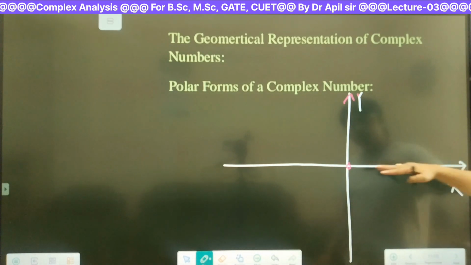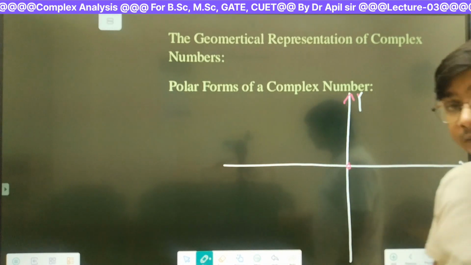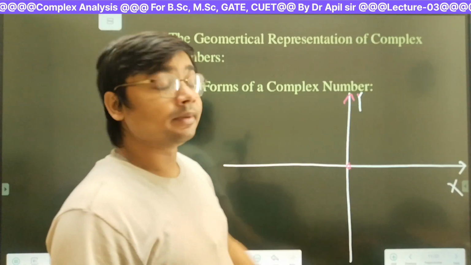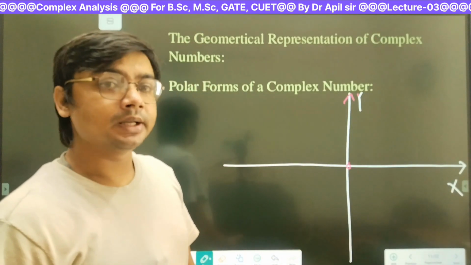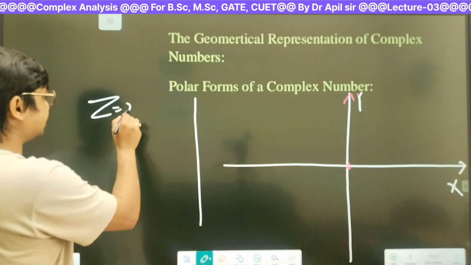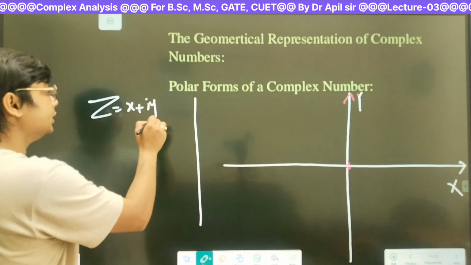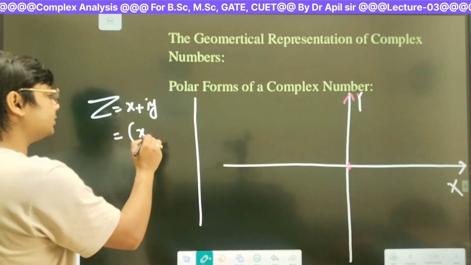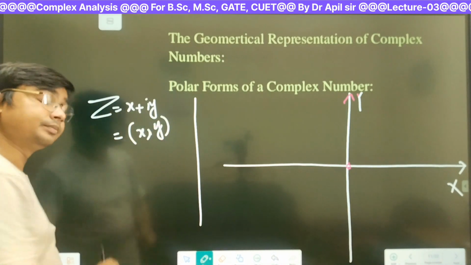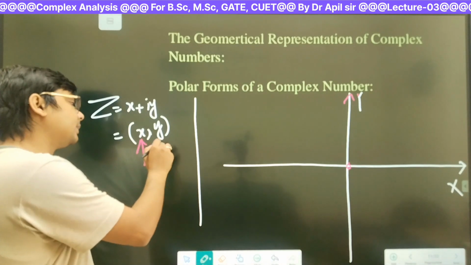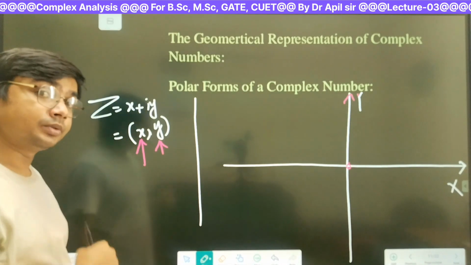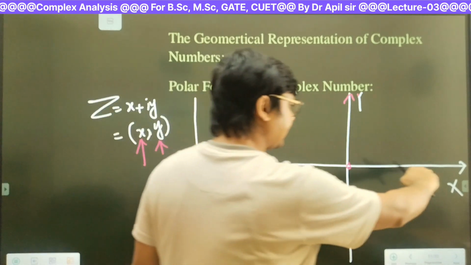I think all of you are familiar with this Cartesian system. Here this horizontal line gives the values of x, and this particular line gives the values of y, right? So if we consider x plus iy, this complex number we can write like this. Now you see, this is the real part, this is the imaginary part.